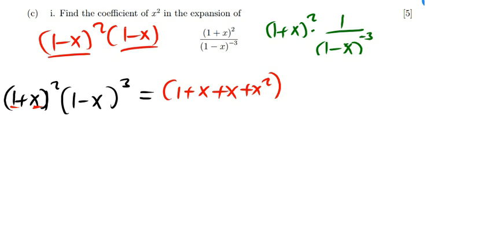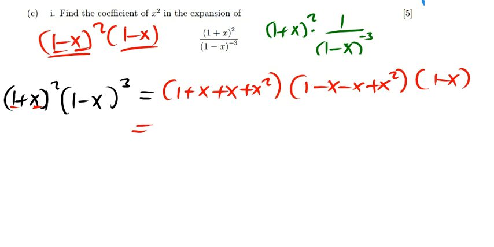Okay, so I'm going to say 1 times 1 is 1, then 1 times negative x, I'll end up having negative x. Then negative x times 1, I'll have negative x. Then negative x times negative x, I'll end up having positive x squared. Now this has to be multiplied by 1 minus x. Okay, so we'll continue from there. Then this can be simplified as x plus x is 2x. Then x squared is just alone. I'll put it there. Now I'll start 1 times this. 1 times 1, I'll have 1.